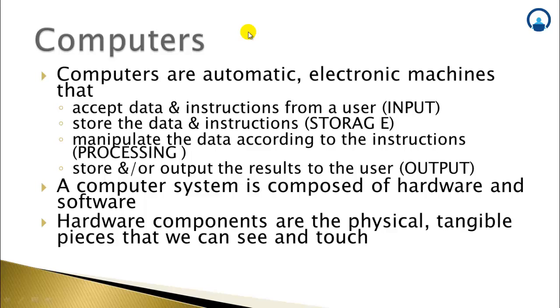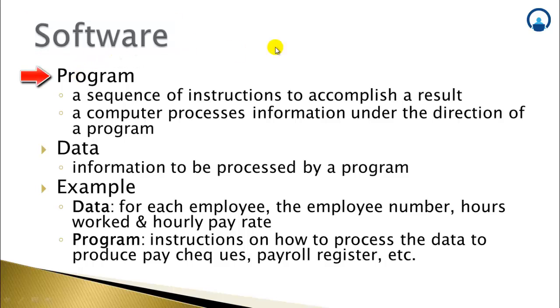It is composed of hardware and software. Hardware components are physical, tangible pieces that we can see and touch. Software is a program, a sequence of instructions to accomplish a result. A computer processes information under the direction of a program. Data is the information to be processed by a program. Example data: for each employee, the employee number, hours worked, and hourly pay rate. And program: instructions on how to process the data to produce paychecks, payroll register, etc.